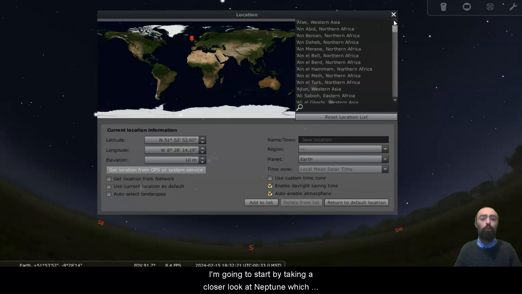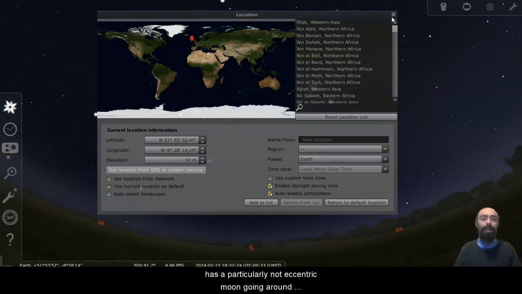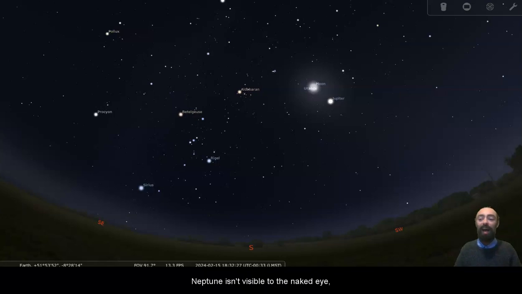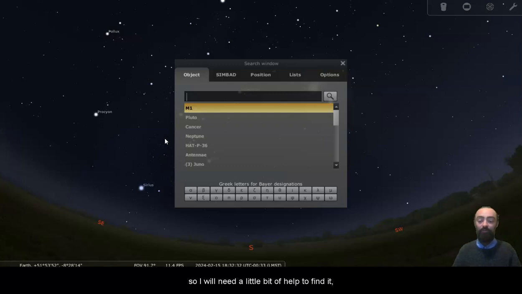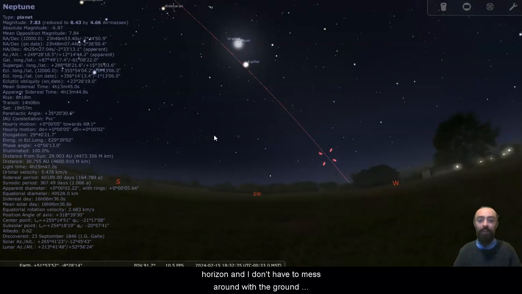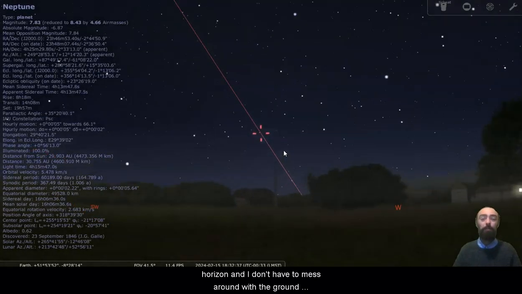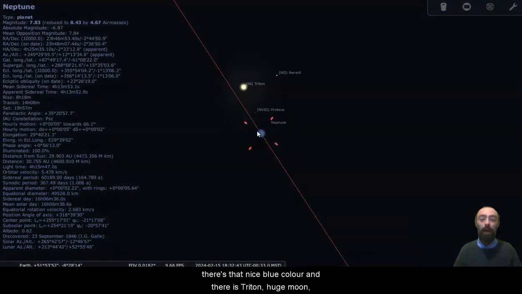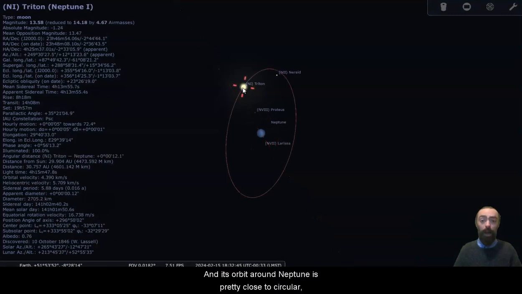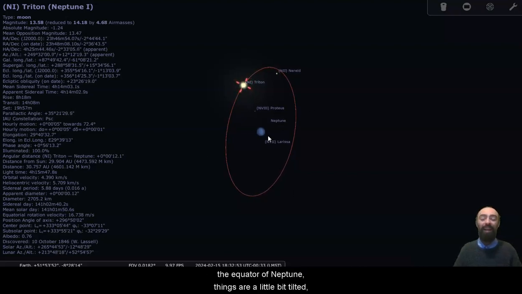I'm going to start by taking a closer look at Neptune, which has a particularly non-eccentric moon going around it, the moon Triton. Neptune isn't visible to the naked eye, so I will need a little bit of help to find it. There it is. Thankfully, it's above the horizon, and I don't have to mess around with the ground or the atmosphere or anything. There's that nice blue color. And there's Triton, a huge moon. Its orbit around Neptune is pretty close to circular. It looks a little bit off here, but we're not looking directly at the equator of Neptune. Things are a little bit tilted, but the orbit of Triton is incredibly circular.